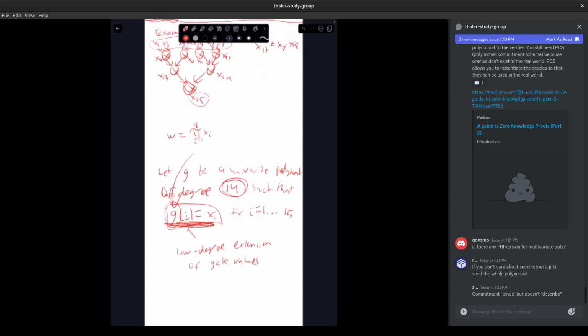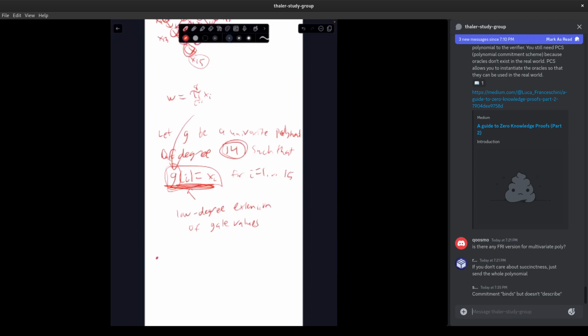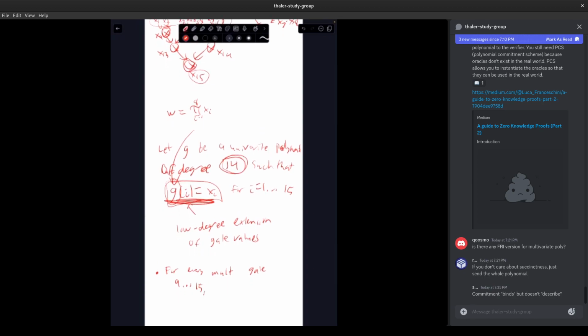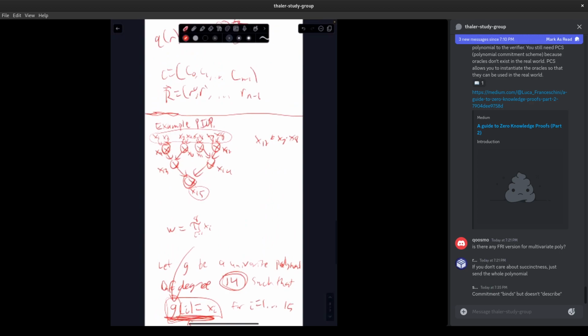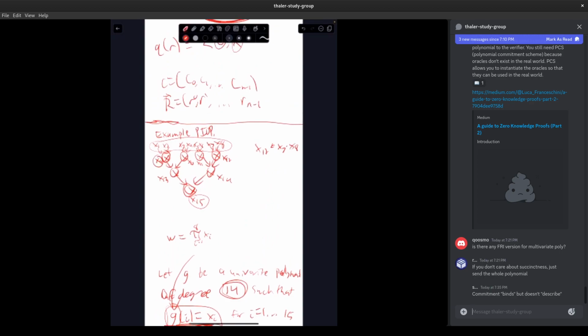Okay, now what does it mean for G to actually assign the appropriate value to every gate in the circuit? Well, this would involve checking the following constraints. The main one would be that for every multiplication gate, 9 up to 15, let me call that J, you would want that G of J is the product of the first in-neighbor of J times the second in-neighbor of J. So this is saying that G of 9 is the product of the values that G assigns to the first and second inputs.